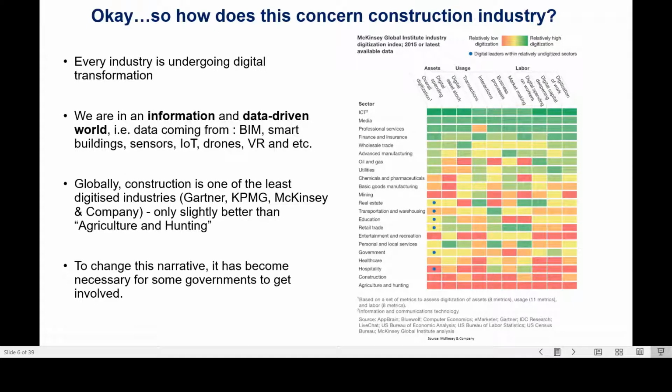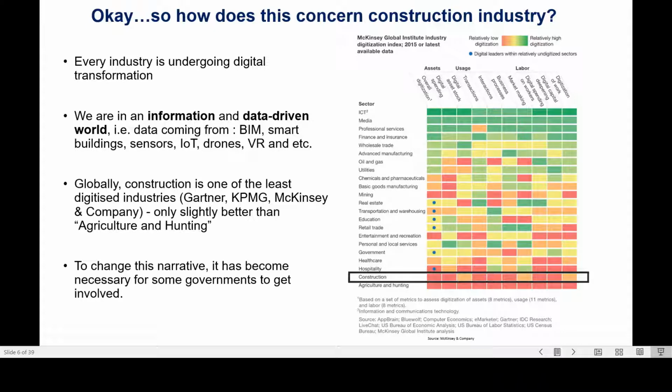To change this narrative, therefore, a lot of governments have tried to become involved in trying to digitize their construction industries, because construction is also a very critical aspect of most economies. In fact, when you have economic slowdowns, one of the things some governments like to do is to pump money into construction or infrastructure, because they know it will generate jobs, and the supply chain is so integrated with different aspects of the economy that you end up stimulating the economy when you have some sort of recession.